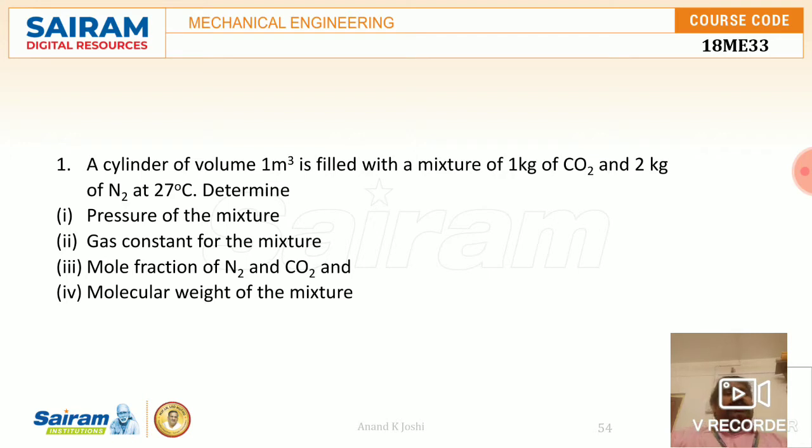There is a 1 meter cube cylinder. In that there is a mixture of CO2 of 1 kg and 2 kg of N2. This mixture is kept in the cylinder at a temperature of 27 degrees centigrade. From this we have to calculate the pressure of the mixture inside the cylinder. Second, the gas constant for the mixture. Then the mole fraction of N2 and CO2, and the molecular weight of the mixture. All these things we have to find out. Let us solve this problem step by step.